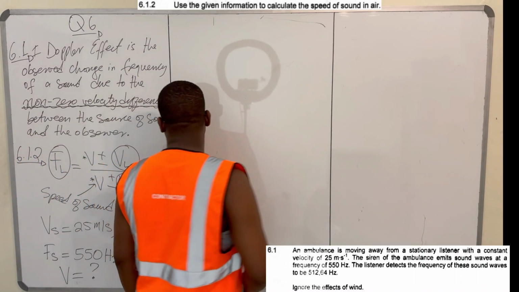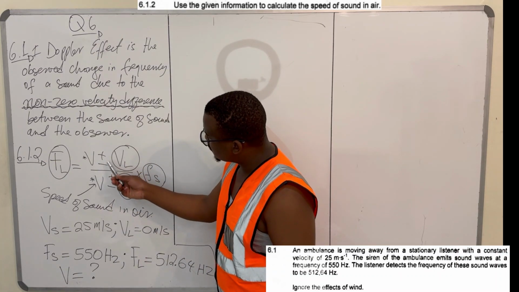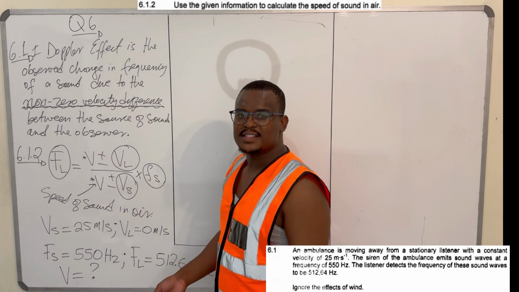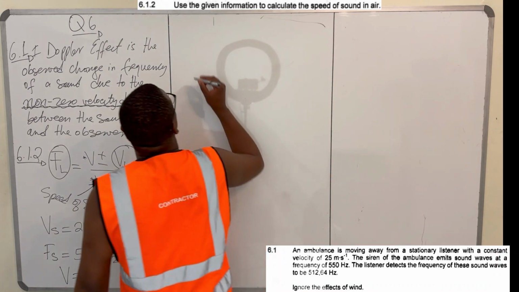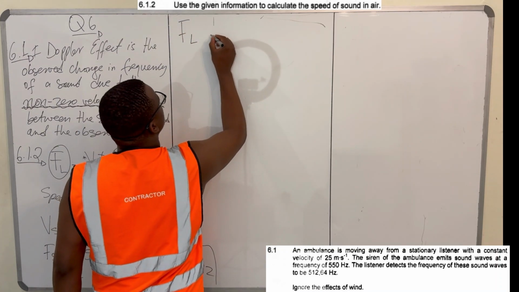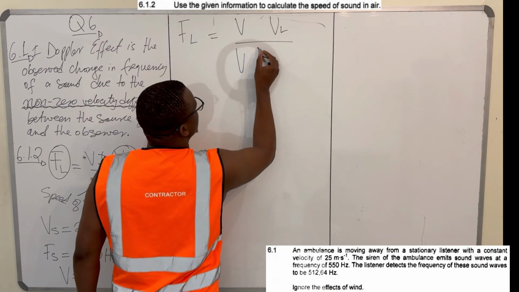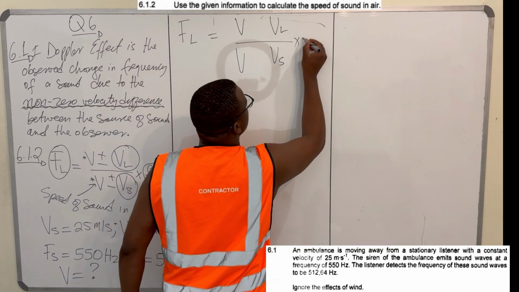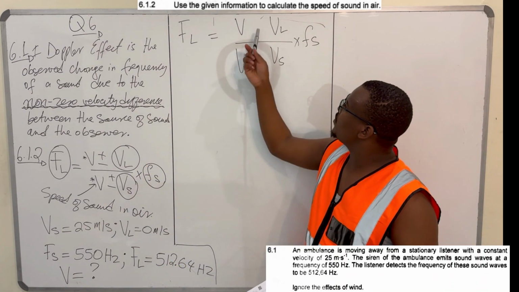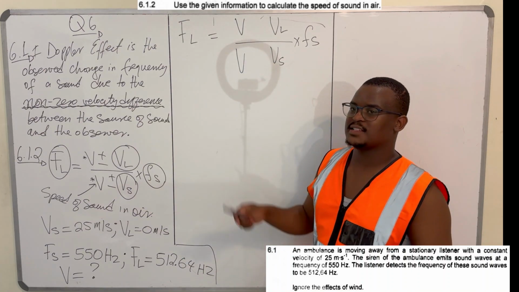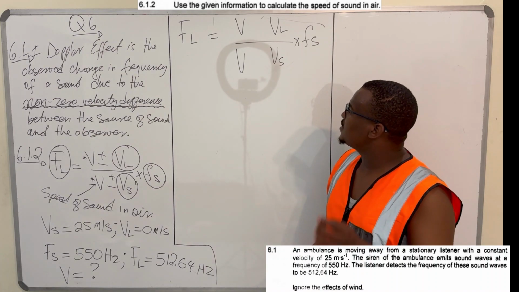We say, okay, we have to decide if we're going to use plus or minus at the top, plus or minus at the bottom. That's the only thing that we'll have to do. So we say, frequency of a listener is equal to V plus or minus velocity of a listener over V plus or minus velocity of a source times the frequency of the source. So I want us to decide if we're going to have plus or minus, plus or minus. No problem. How do we go about this?